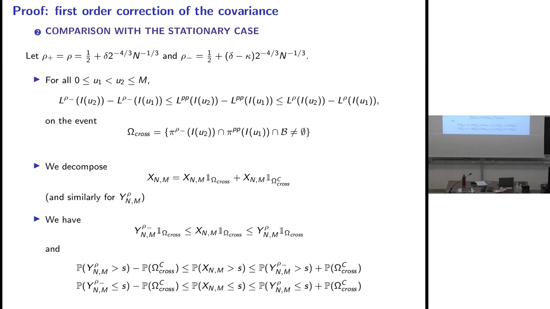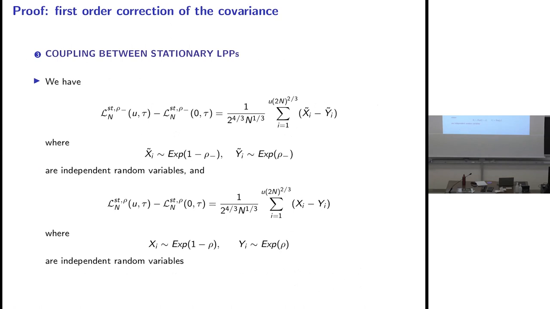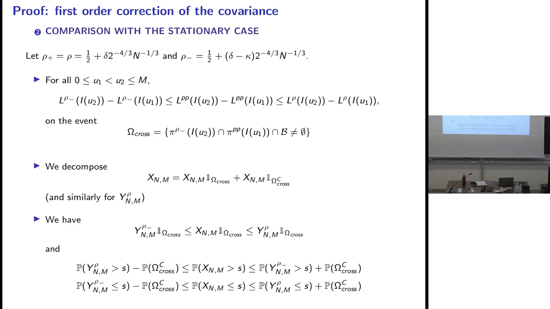And then we reformulate these inequalities with this new notation. These inequalities will translate into upper and lower bounds on the tails of the distribution of X and M, in terms of the tails of y rho and y rho minus, and the probabilities of the complementary of the event omega, of the crossing event. So what we wanted to compare is the X and M with X n with respect to y rho n. So we have to find estimates on the tails of y rho minus.